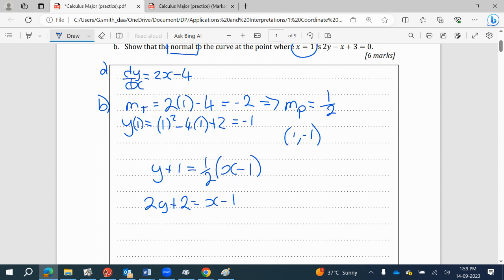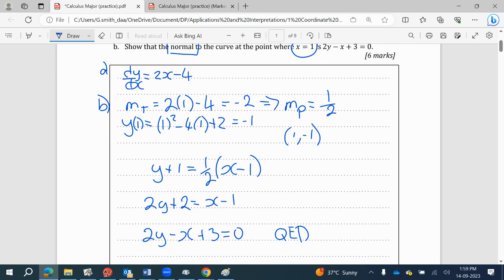Move everything across, and I'm looking here. Look at this. This is where I'm heading. So I need to subtract x from both sides. I get 2y minus x, and then I can add 1 to both sides. Plus 3 equals 0. And then I'll end the question, because this question says, show that the normal is this.